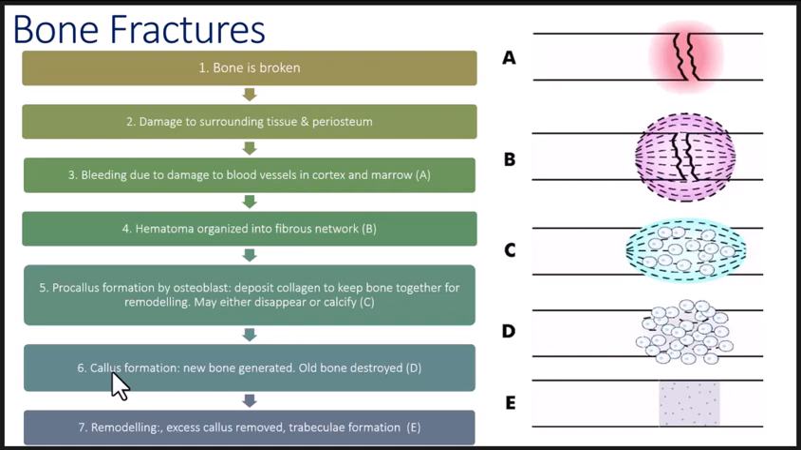And so the callus is this bony healing type of tissue that forms around the ends of the broken bone, and new bone will be generated and old bone will be destroyed. So we've kind of cleaned out the area and laid new bone down. And finally, remodeling occurs. And this is where unnecessary callus is going to be resorbed and trabeculae are going to be formed along lines of stress.